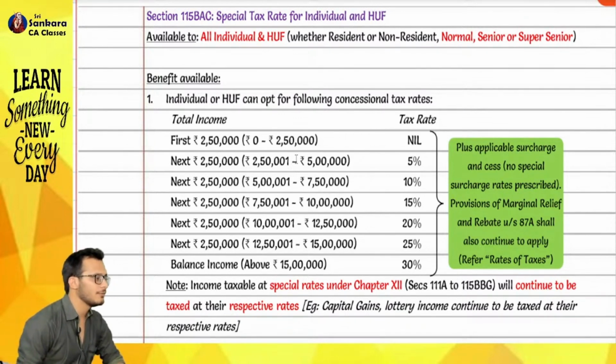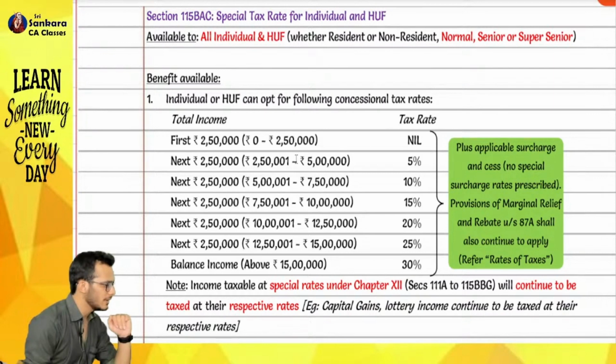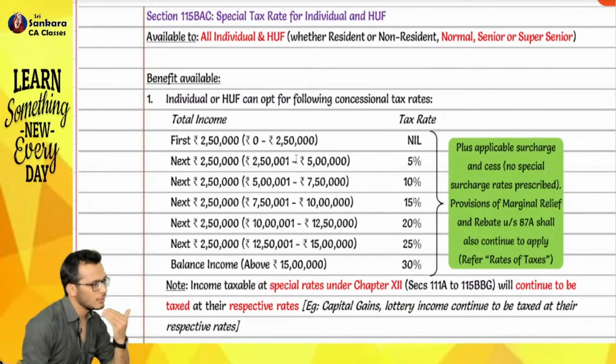As per your exam, if nothing is given where they say compute tax liability, you are supposed to check for both, whichever is beneficial, meaning whichever is lower for the assessee. Rates of taxes are given to you. Every 2.5 lakhs you will increase 5% until 30%. Surcharge will normally apply, cess will normally apply, rebate will normally apply, marginal relief will automatically apply.